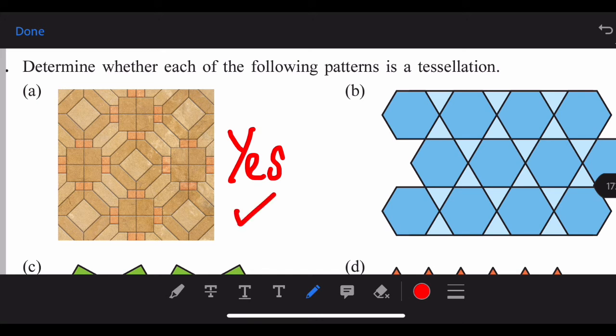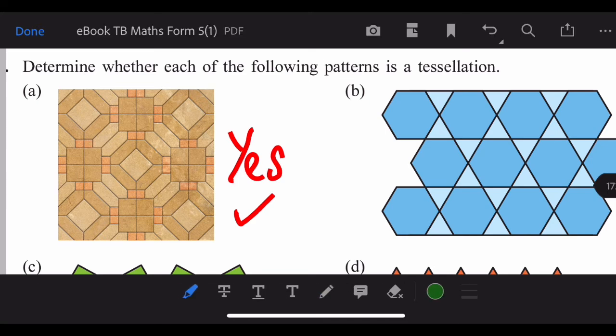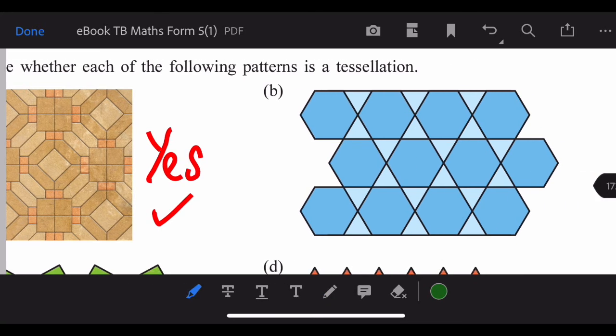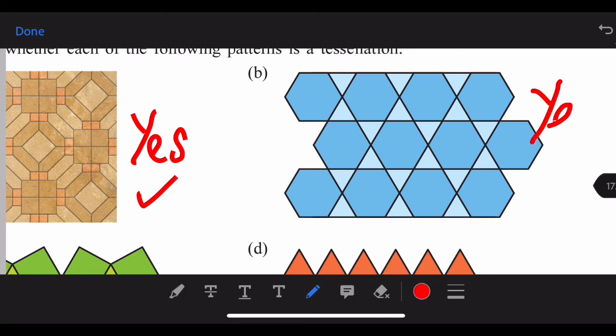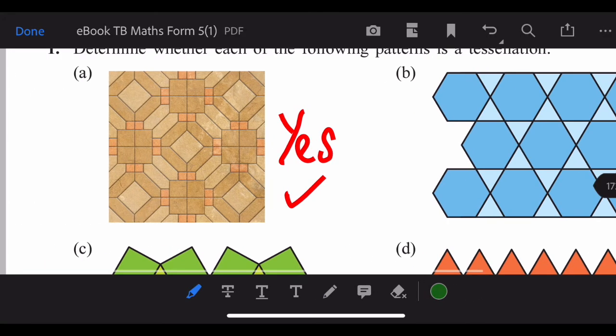Alright, agree? How about B? Is B a tessellation? I can see a triangle repeating. I can see a hexagon repeating, right? There's no space between them, isn't it? So the answer is yes, it is a tessellation, right? Tick. Alright? Okay, easy, right?